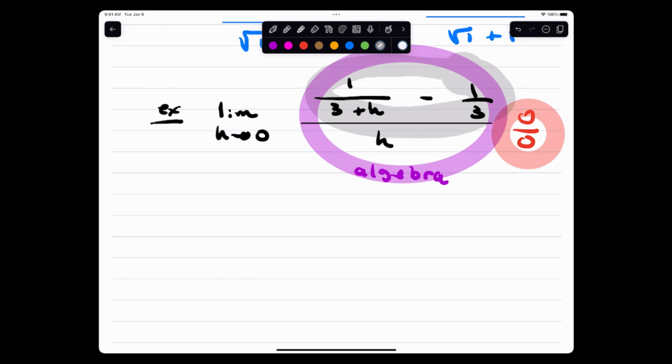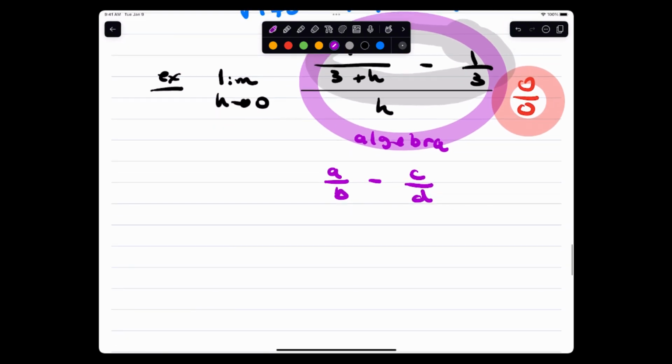What do they mean by use algebra there? I'm saying use some algebra. Well, what are you looking at? A difference of rationals? A difference of fractions with a different denominator? So let me remind you guys. Let's give you this algorithm: a over b minus c over d. Do you guys know what that equals?